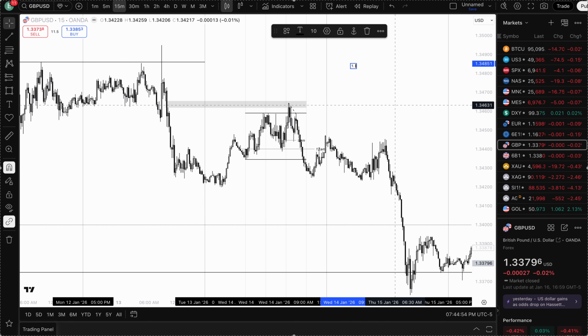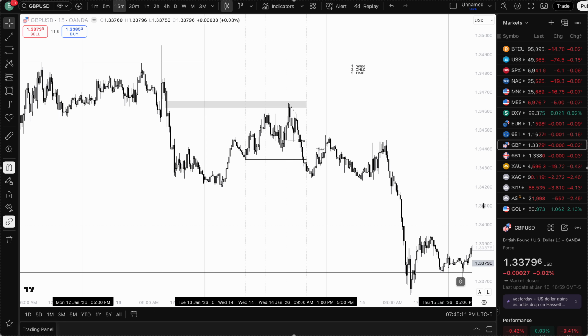All you need is a range. All you need is open, high, low, and close. All you need to know, that's it. Ranges and open, high, low, close. And most importantly, time. That's it. Range, open, high, low, close, and time. That's all you need.